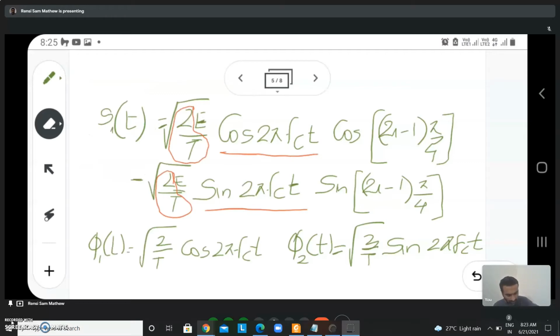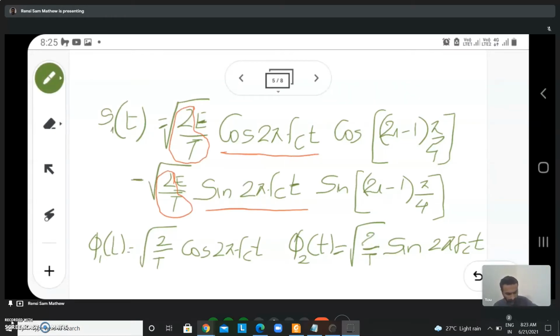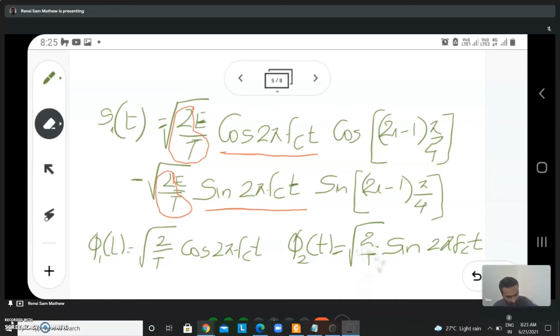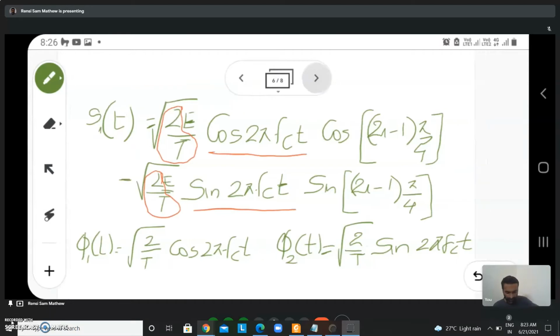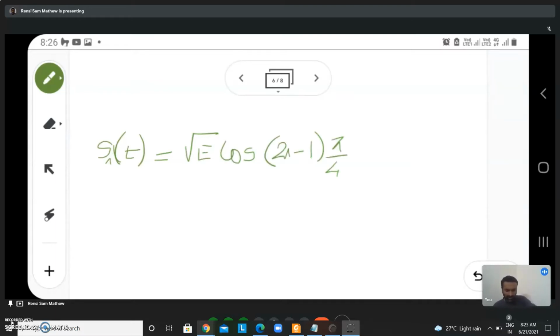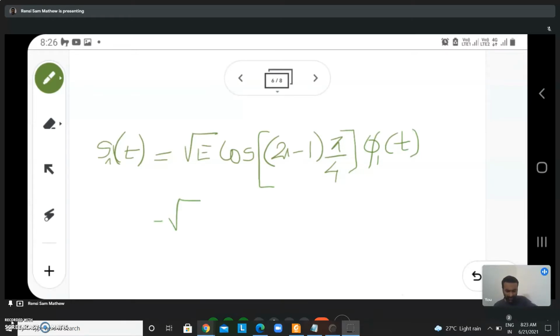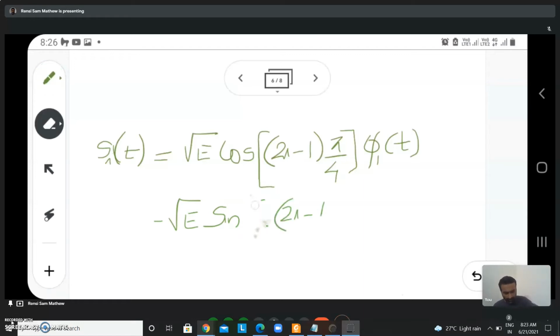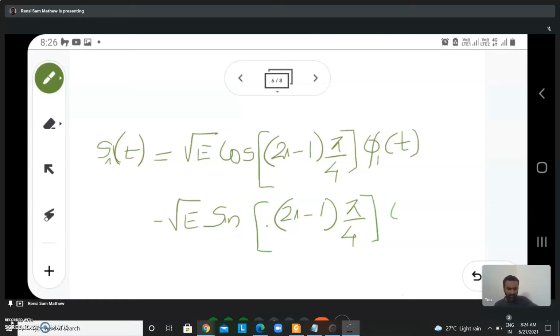Sorry, this is 2 into... so 2π by T into sine 2π fct. Therefore, we can write our Si of t is equal to square root of E into cos((2i minus 1) into π by 4) into φ1 of t, our basis function, minus square root of E into sine((2i minus 1) into π by 4) into φ2 of t.